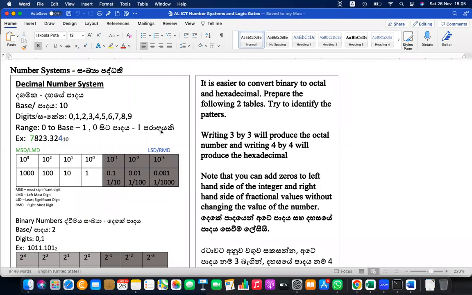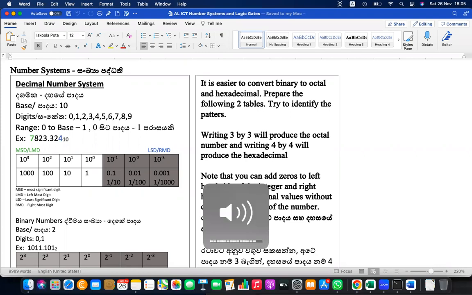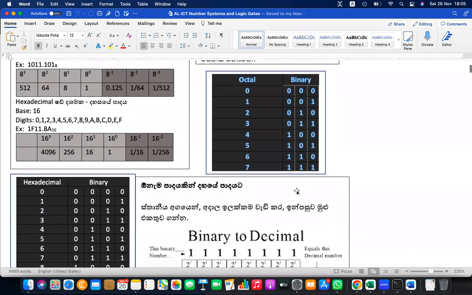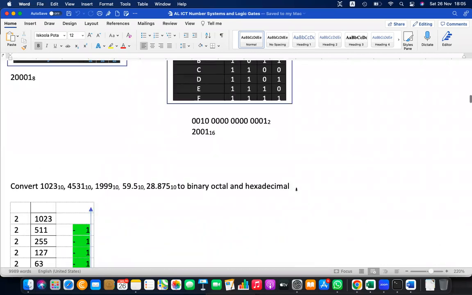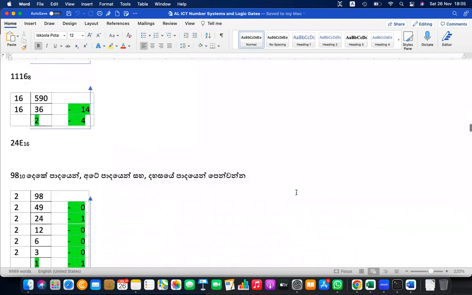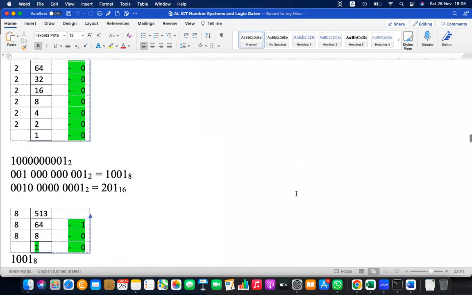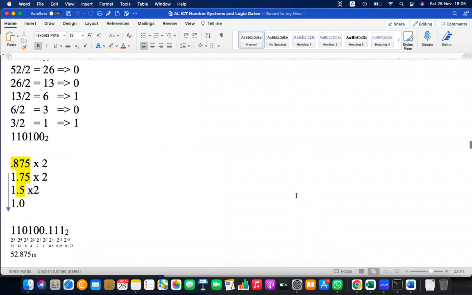Okay, we were discussing our logic gate lesson, and today we have to start the Boolean algebra part, or algebraic expressions. I will provide you this note.